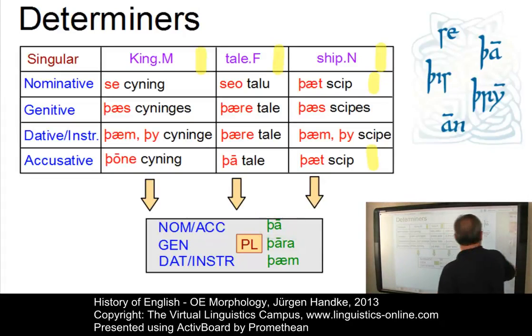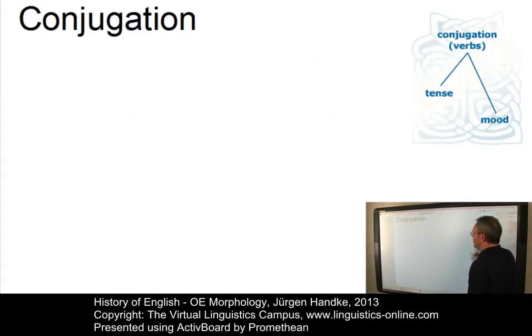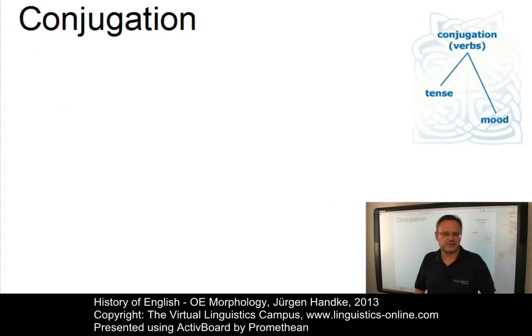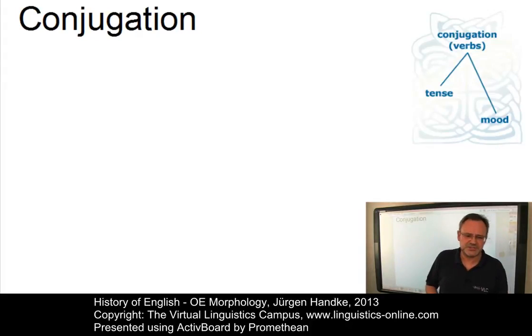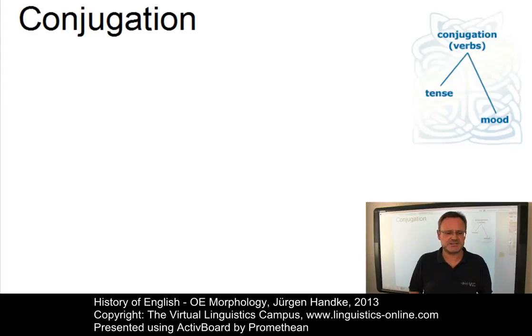Let's now continue with the discussion of verbs, that is, the conjugation of Old English. In its verbal system, Old English inherited from Germanic a 2-tense system. The 2 tenses were the present and the past tense. Depending on the realization of the past tense, Old English verbs are subdivided into two broad groups.